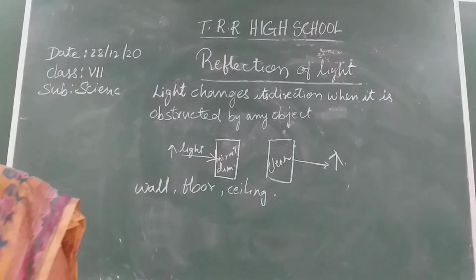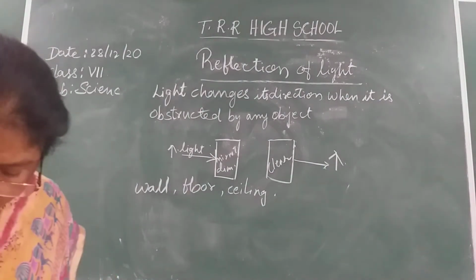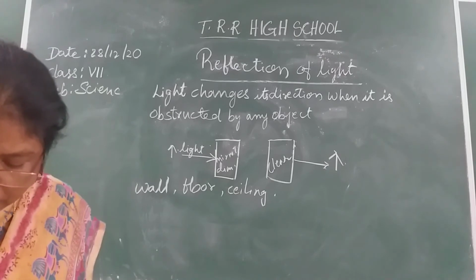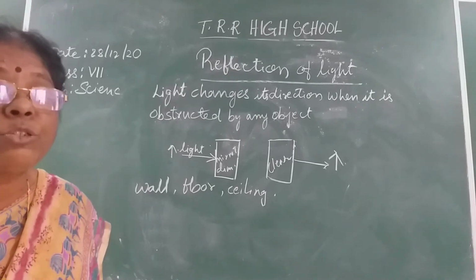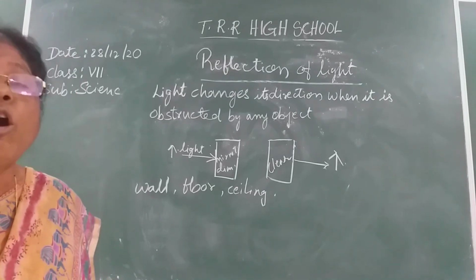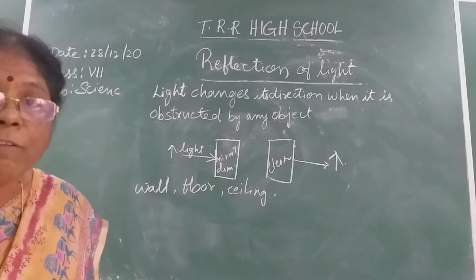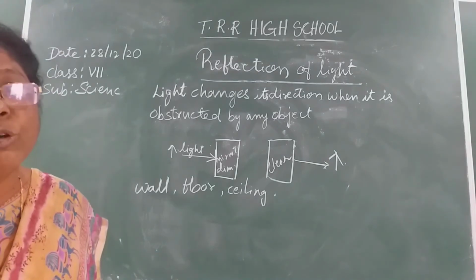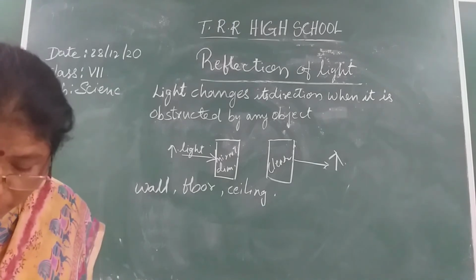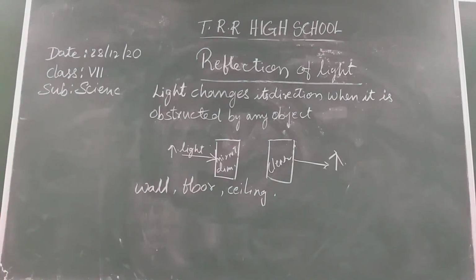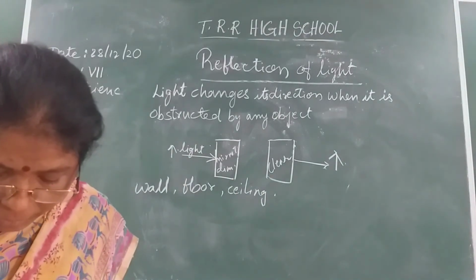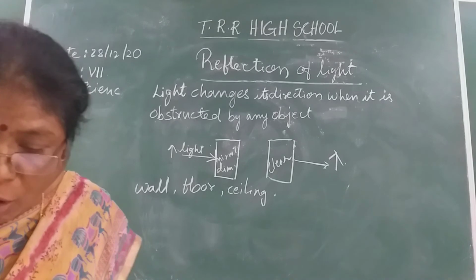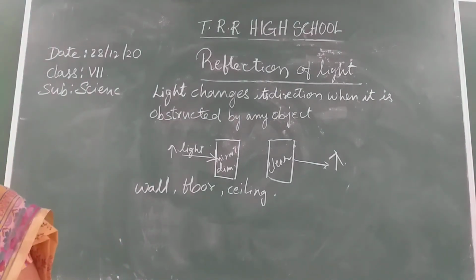The sunlight falls on the objects and gets reflected by them, and reaches us. Then we are able to see all the objects in our classroom, and all the objects at home also. The multiple reflection of sunlight takes place on the surface of the objects, and these rays reach us. Then we are able to see.